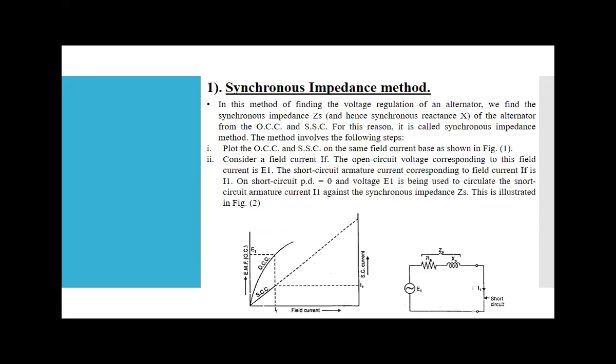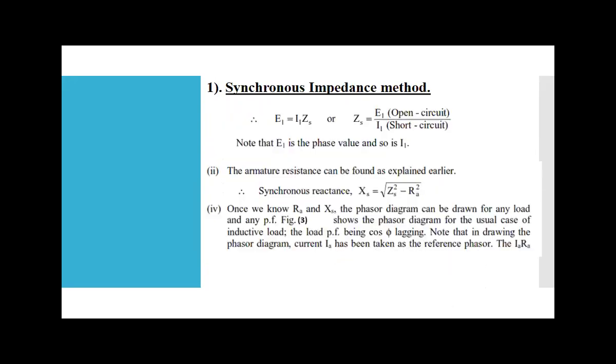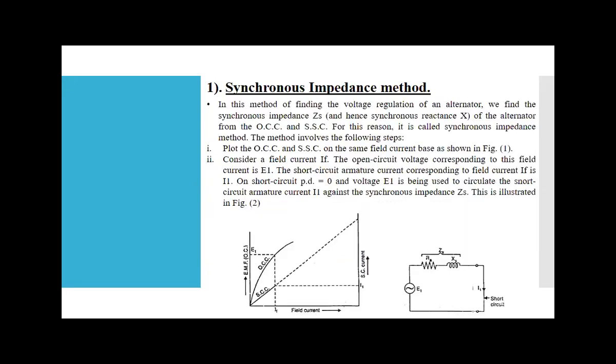To find the voltage regulation in the synchronous impedance method, we have to find three things. One is the open circuit characteristic, the second is the short circuit characteristic, and third is the armature resistance, which is known as RA. To find the armature resistance, we give a DC supply to the armature of the alternator, and by taking the ratio of voltage and current, we find the resistance. But this is the DC resistance. The AC resistance is 1.5 times the DC resistance. So suppose you get a value of 10 ohm, then you multiply by 1.5, so your armature resistance is 15 ohm.